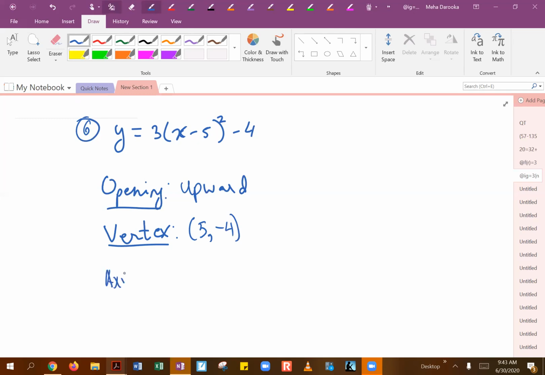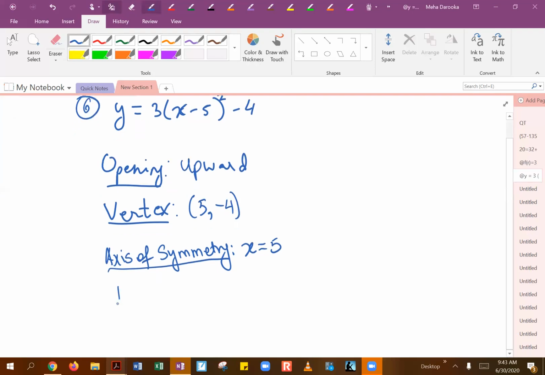What do you think will be the axis of symmetry for this function? And remember, it's an equation because it's a vertical line. So what will that equation be? Very nice, Grace. Yeah, it is going to be x equals 5. Remember, it's always going to be the x coordinate of your vertex. Alrighty. Of course, again, we know since this is a parabola opening upward, our domain is going to be all real numbers.